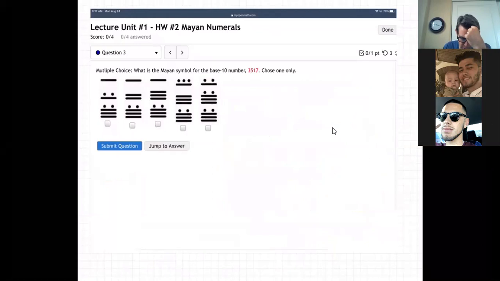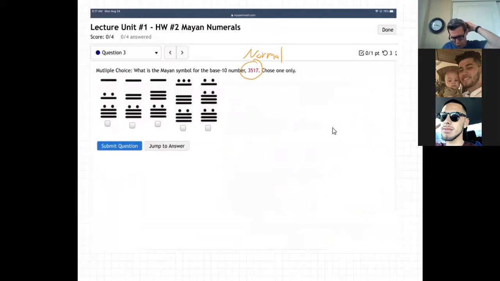So 3 and 4 are going to be a little bit harder because we're going the other direction now. See how they're starting us with a normal number. That's a normal 3,517. And they want me to change it to one of those Mayan numbers. It's multiple choice, right?